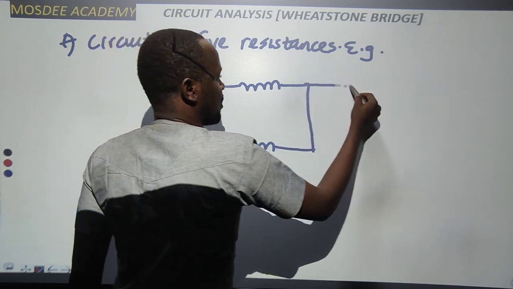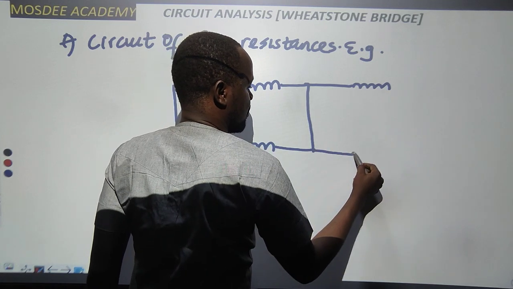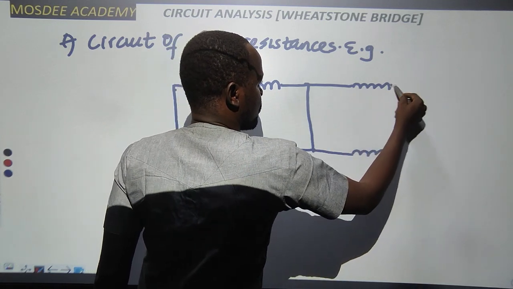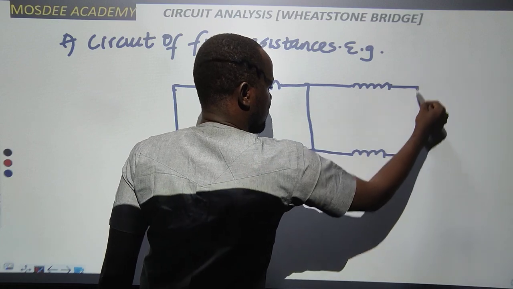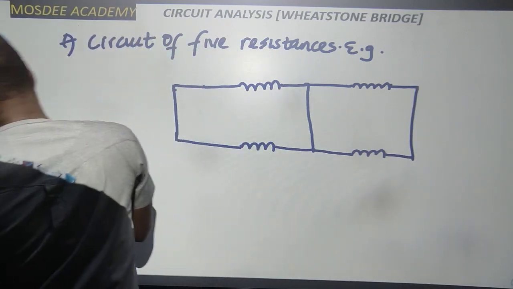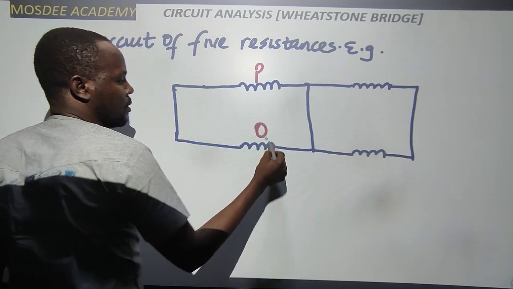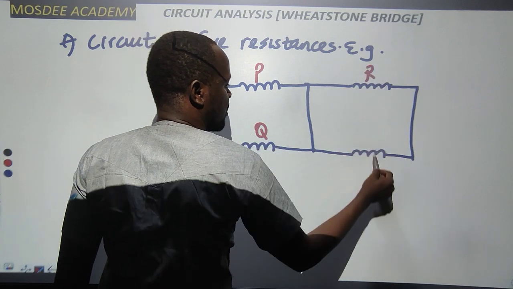The same thing, then the same thing, then you have this and this, and they are here. So you can call this one P, just for understanding's sake. This is P, you can call this Q, you can call this R and S.